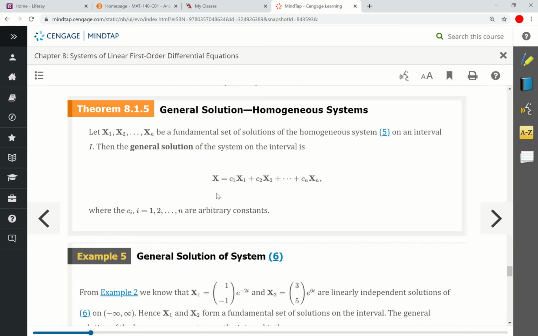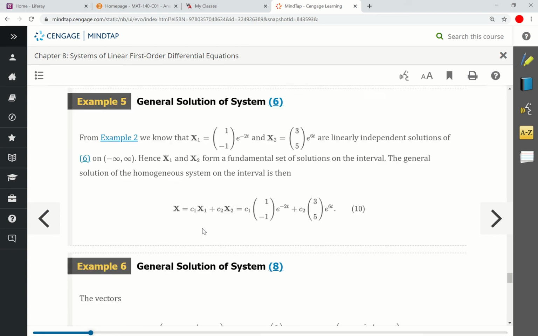Theorem 8.15 then discusses the general solution of the homogeneous system. One of the things that we recall from superposition is that if each of these xi's is a solution of the system, then their linear combination will also be a solution to the system as well. And if you have the linear combination of vectors coming from a fundamental set, then that's what we refer to as the general solution. So the general solution to our system is simply the linear combination c1x1 plus c2x2 up to cnxn of our solution vectors from our fundamental set.